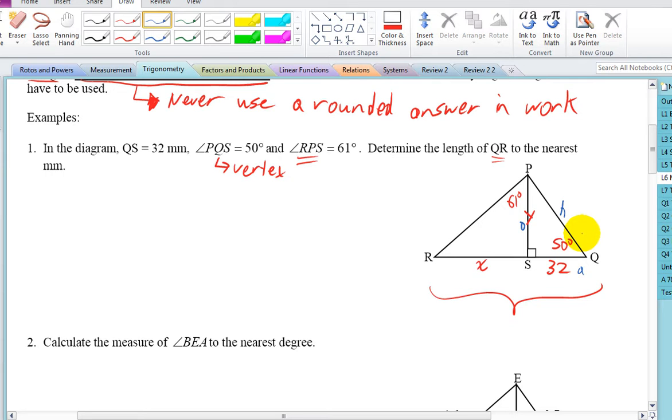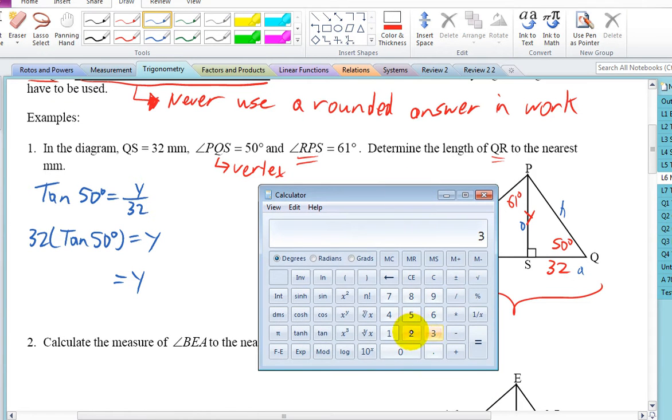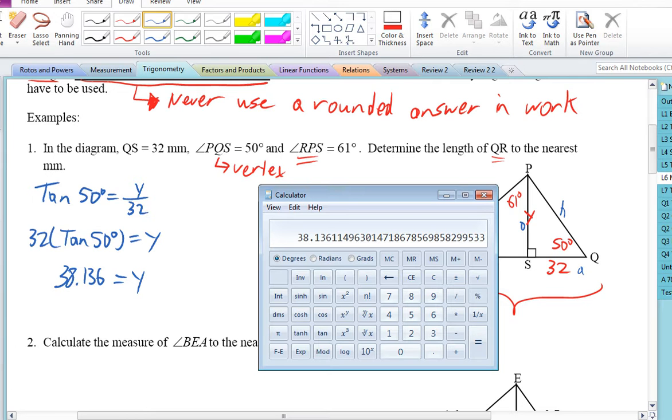Okay, so there's HOA. So you'd use tangent. Don't clear that off your calculator, okay? So now you can work and find y. We're at 38.136. Okay. Now don't clear it. See how I kept it on my calculator? You want to do the same thing.